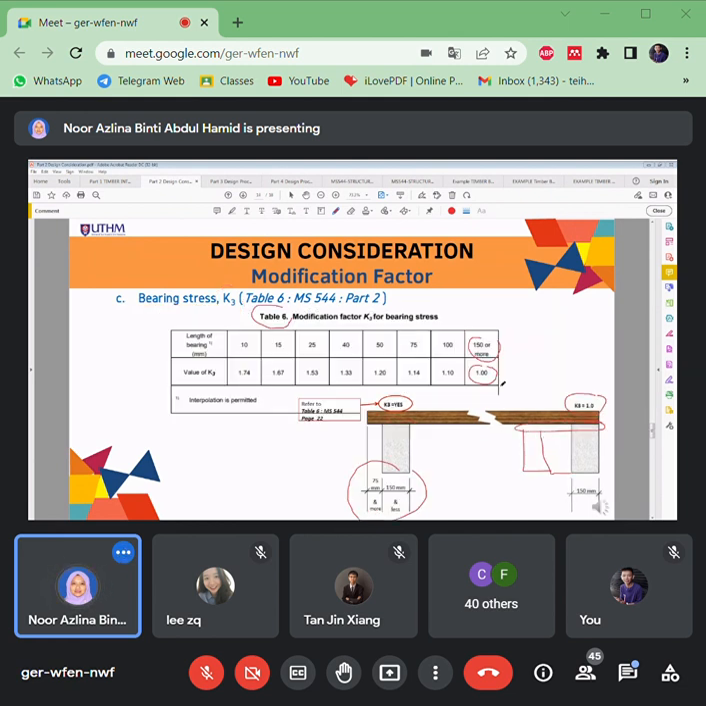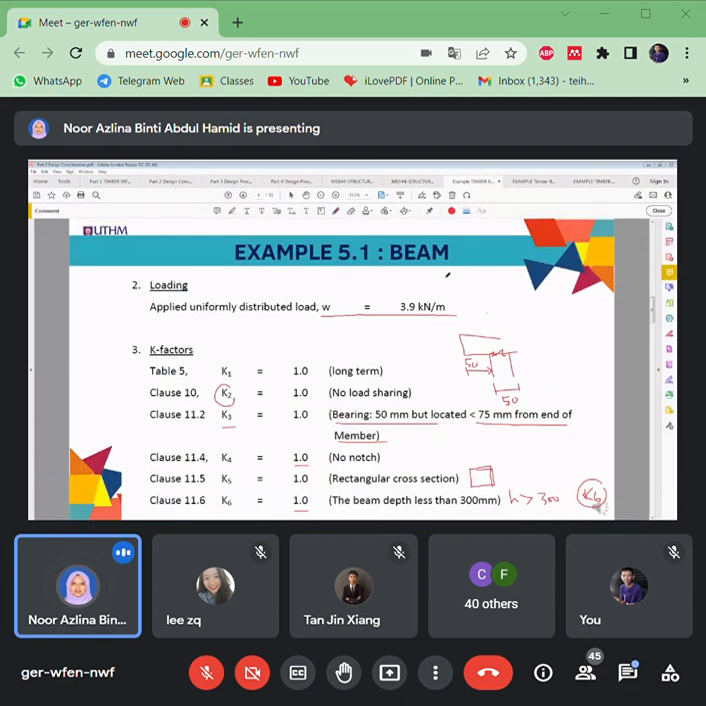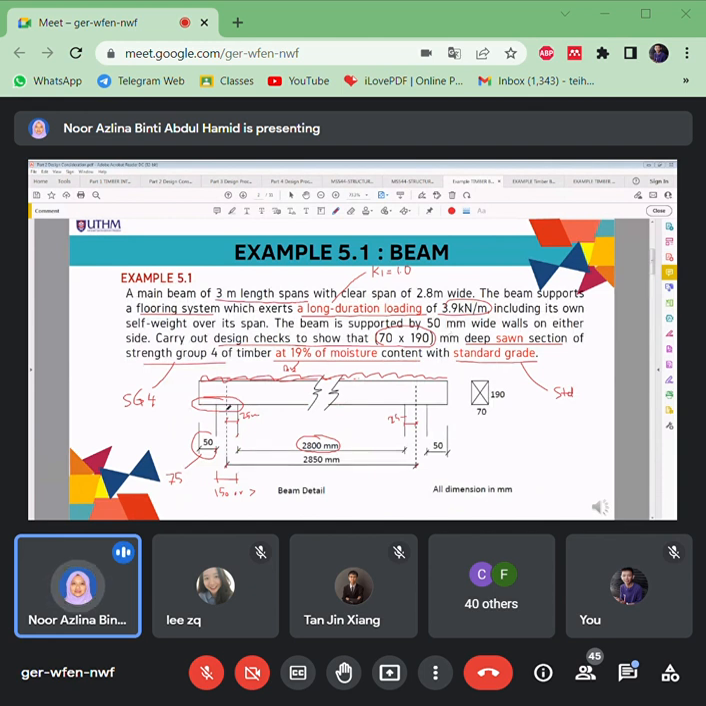Okay, so if you use table 6, it means the bearing here is less than 150, so might be nearest 100, 75, 50. But at the same time, the overhang here is 75 and more. So you can use this value. If the bearing is more than 150, which is 150 or more, then K is equal to 1. So look again at the situation for this bearing system. So this bearing is 50 mm.